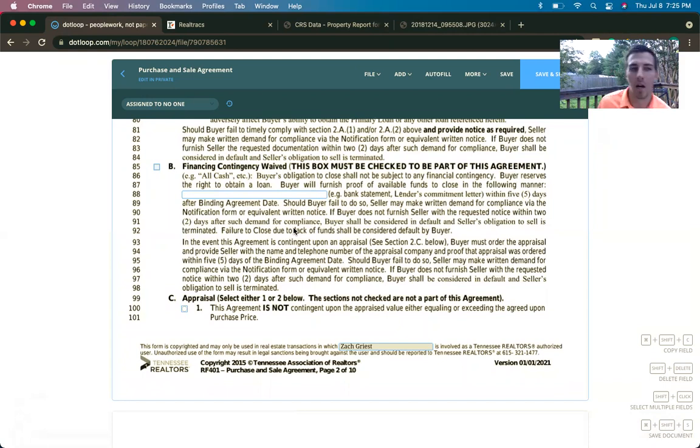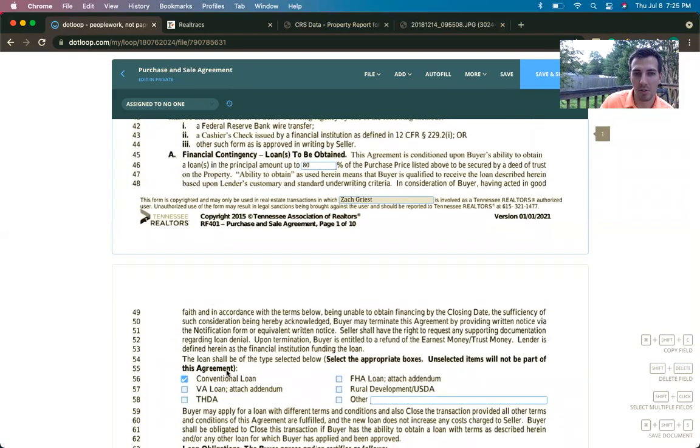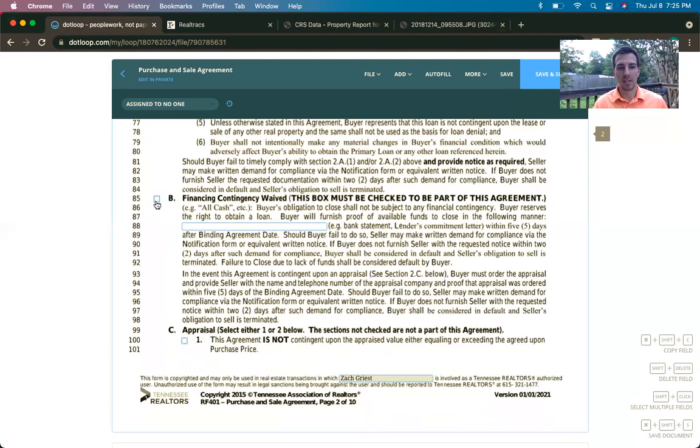Let's see. All right, so line 85, if your buyer is paying all cash or does not need financing, you would check this box. So again, either they're getting financing and you would put the percentage and then what type of loan, or you would check this box. And then if that's the case, buyer will furnish proof of available funds to close in the following manner. So I would just put, how are they going to show that they can pay for this house? So just put bank statement. Make sure this is filled out if you check this box.